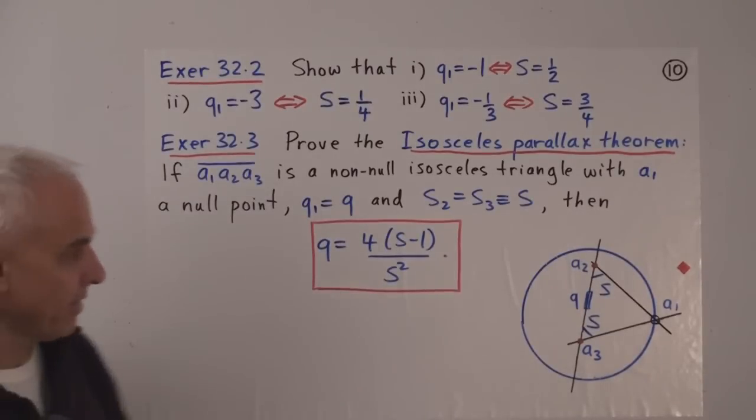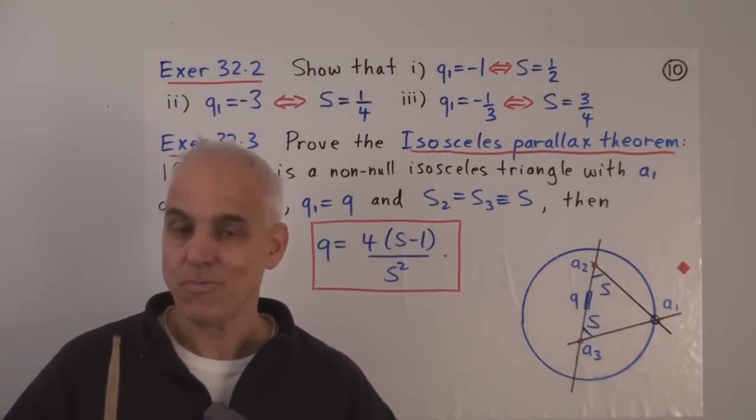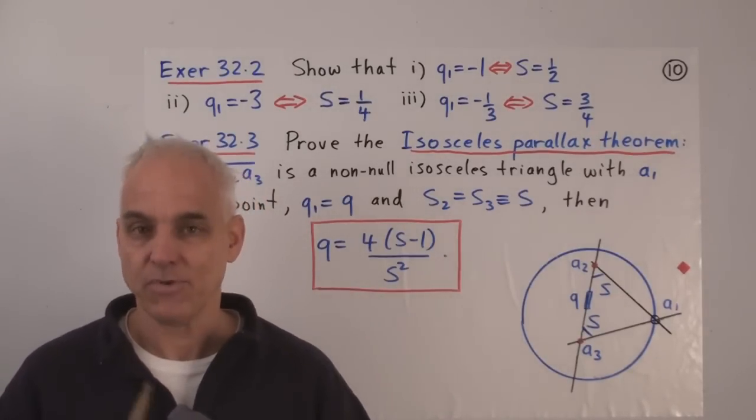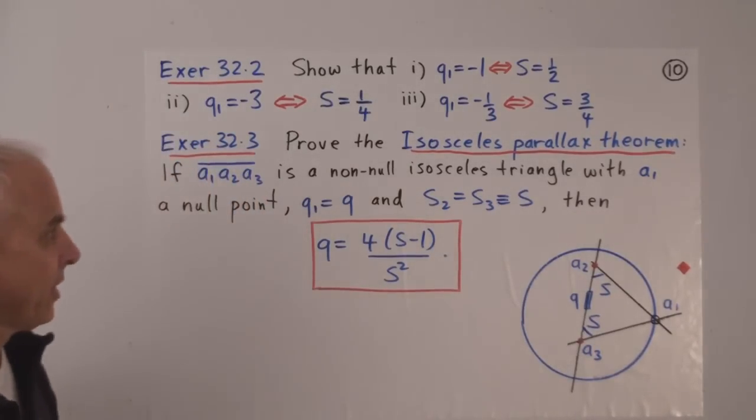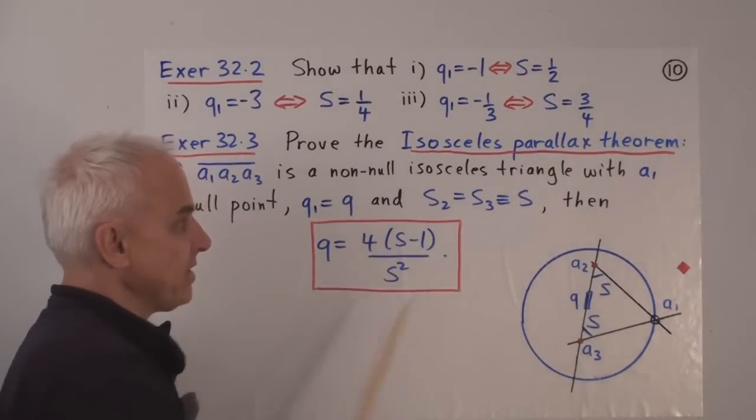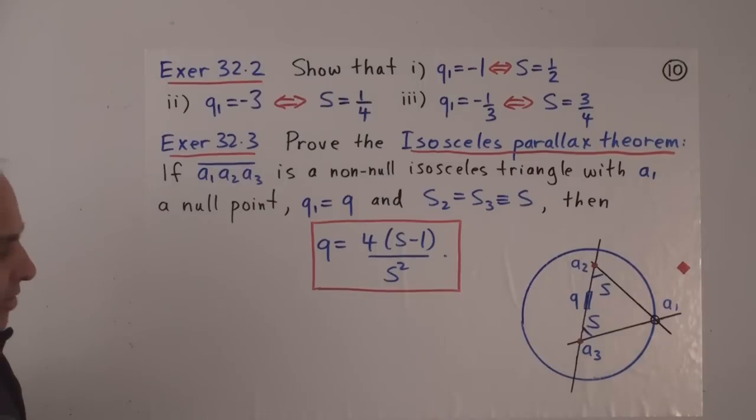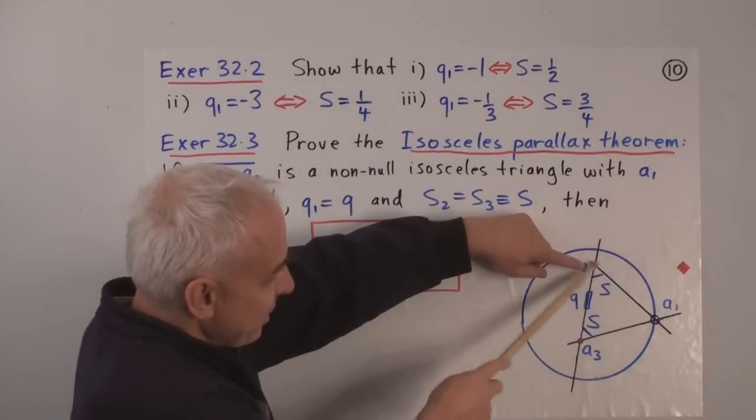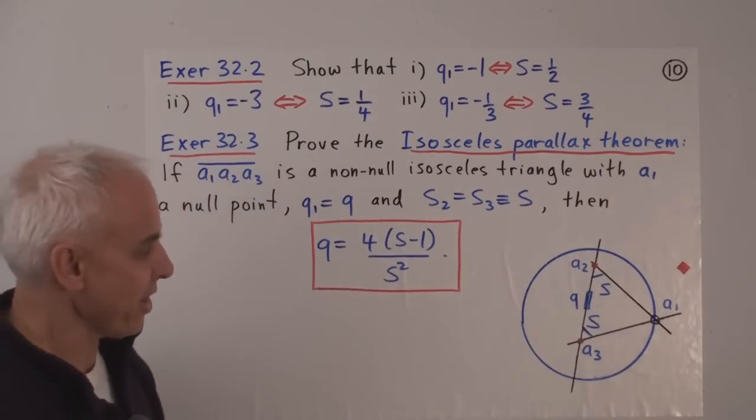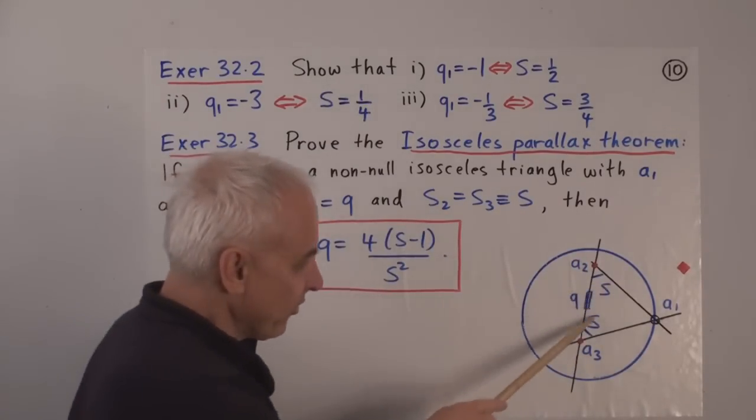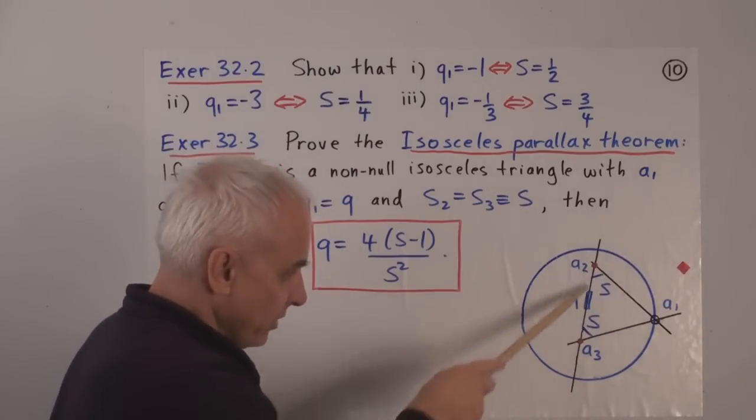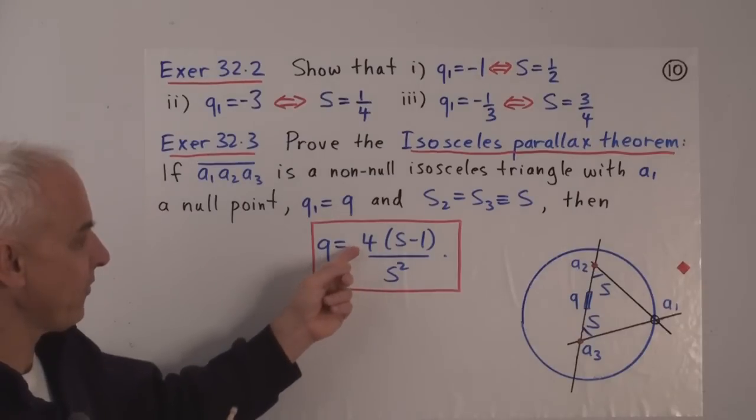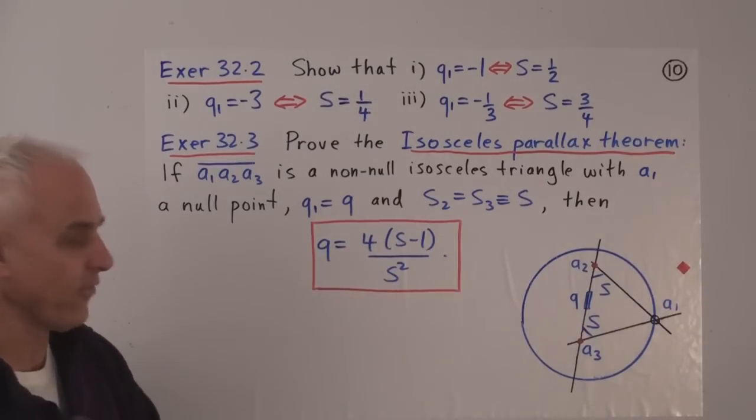Okay, now I'm going to ask you to think a little bit more abstractly, and here are two more challenging exercises that are actually allowing you to prove some non-trivial and important results. The first one is the isosceles parallax theorem. It's another version of a parallax theorem where we have one null point, but the triangle, instead of being a right triangle, is now an isosceles triangle. So we have two equal spreads of S and an associated quadrance Q, and I'm asking you to prove that Q equals 4 times S minus 1 over S squared.